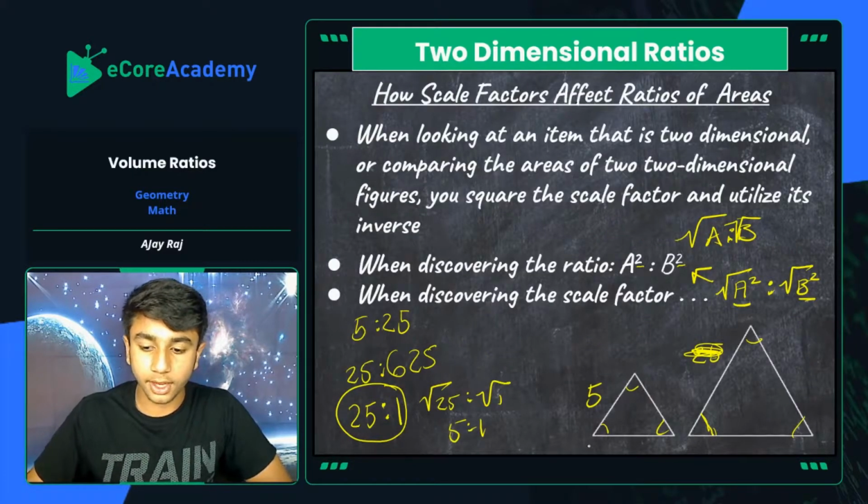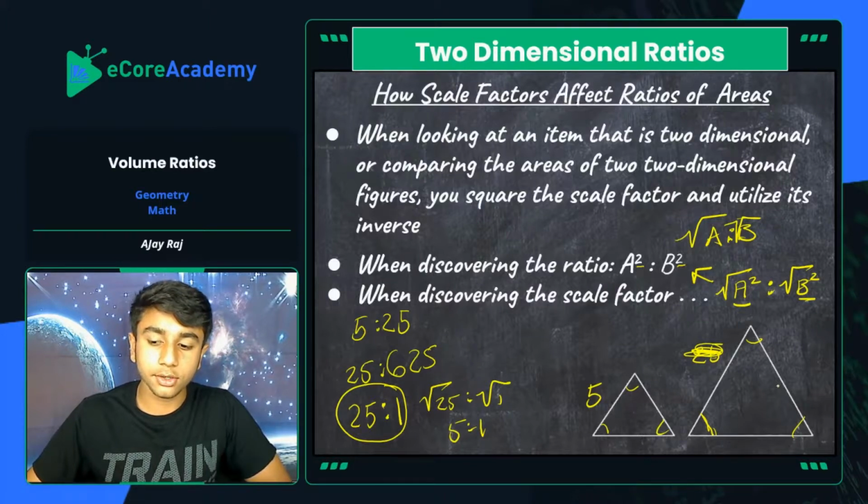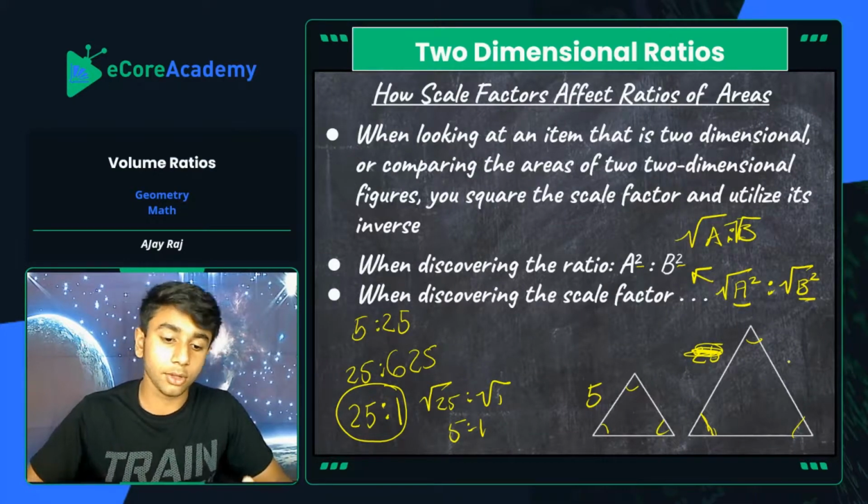If you wanted to discover the areas of these two, if you found the area of this triangle here, all you need to do is multiply it by the scale or area ratio to discover the larger triangle. Vice versa, you can divide it from larger to smaller.